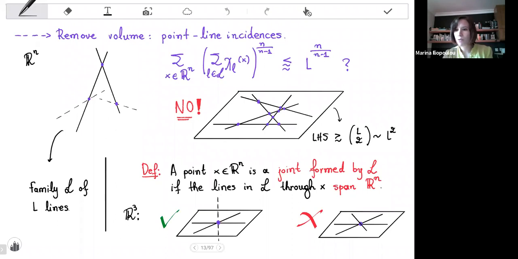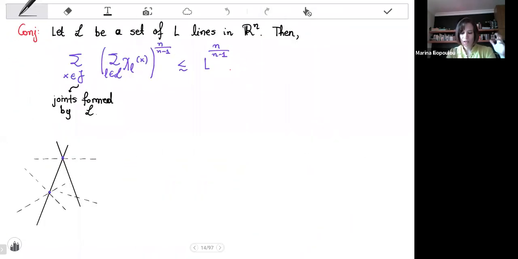So a point in Rn is a joint formed by a family of lines if the lines through the point span Rn. In R2, it's very simple: any two intersecting lines form a joint at their intersection. But in higher dimensions, coplanar lines in R3, say, don't form a joint where they meet. We need non-coplanar lines to form a joint. Okay, so we'll ask the same question about incidences, but we'll only add over all joints formed by this family of lines. So that is a conjecture.